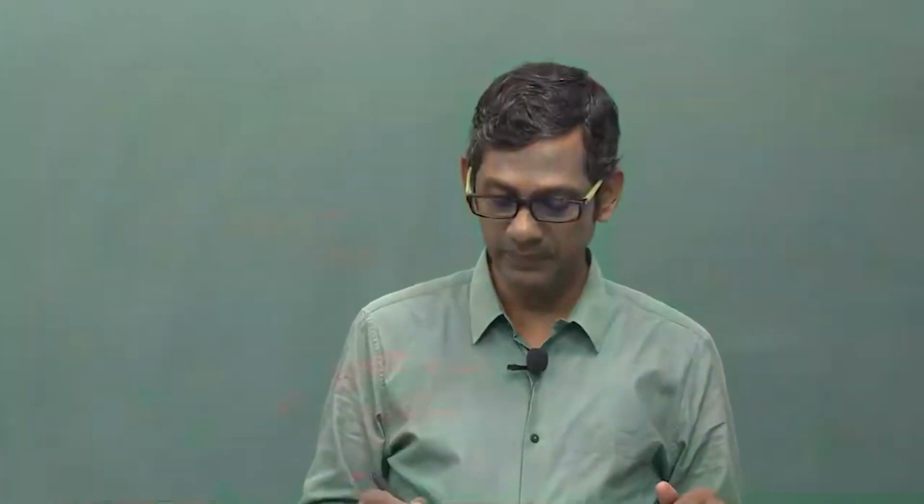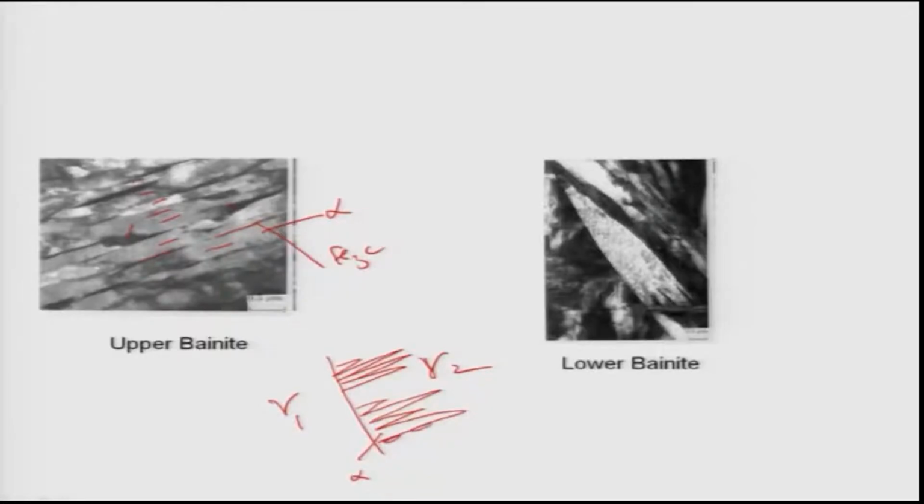Because of that, the excess carbon will precipitate as a carbide on the boundaries of the alpha needles. That is why it will look like this. That is what I am drawing here. You see, this is how these cementite particles will nucleate and grow on the sides of the alpha plates.